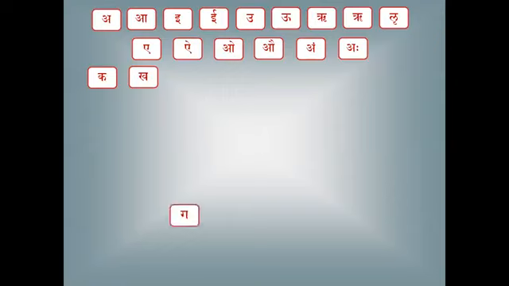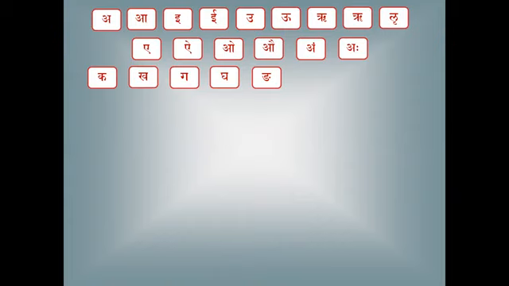The same way, all the letters. Next one. Ga. Gha, Mahaprana. Na, nasal. All these 5 letters belong to the first class, called Kavarga, technically Ku. And their place of pronunciation is guttural, Kanta. Good.